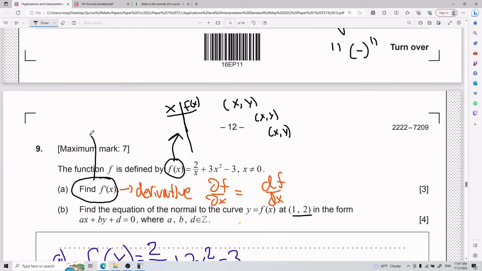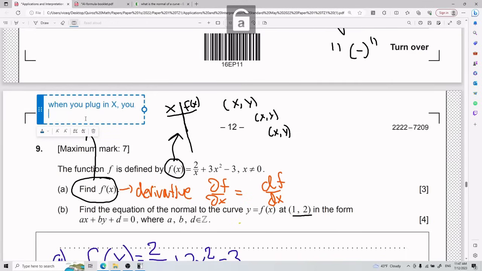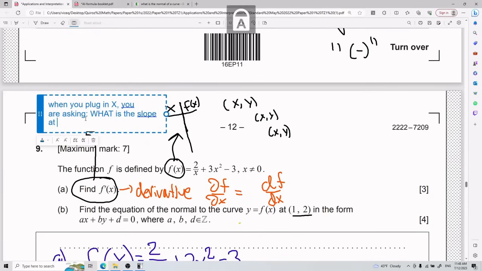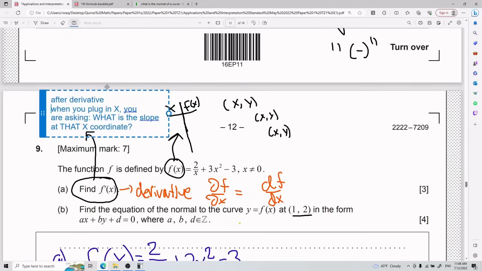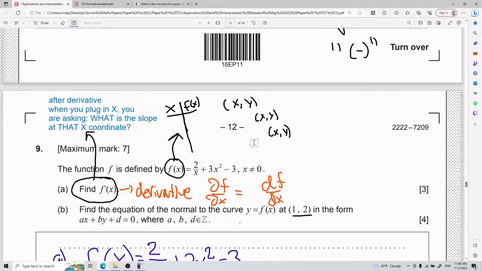When you have the derivative, it's a little bit different. Because now, when you plug in x, you are asking, what is the slope at that point? At that x coordinate would be the very fancy way to put it. What is the slope at that x coordinate? This is after you do the derivative. When you plug in x, you are asking what is the slope at that coordinate.